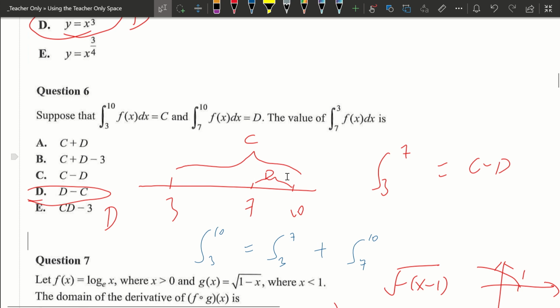So once I have drawn this visualization, I can easily write down that between 3 and 7, it's c minus d. Because the whole thing is c, part of it is d, so the part that I don't know is c minus d. But this is between 3 and 7, so to get from 7 to 3, it's just the opposite, the negative of my answer here, so d minus c.